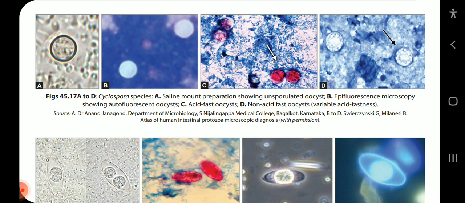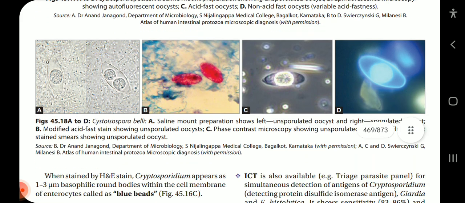In figure 45.17 A to D, we see Cyclospora species. A shows saline mount preparation showing unsporulated oocyst. B shows epifluorescence microscopy showing autofluorescent oocyst. C shows acid fast oocyst, while D shows non-acid fast oocyst, variable acid fastness.